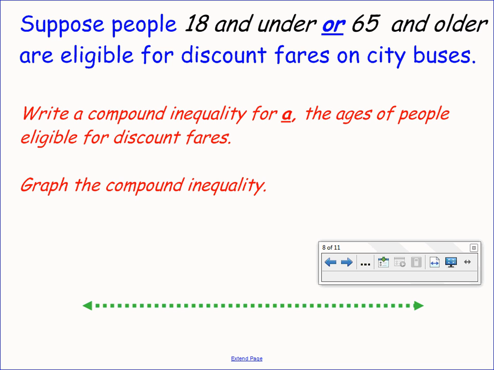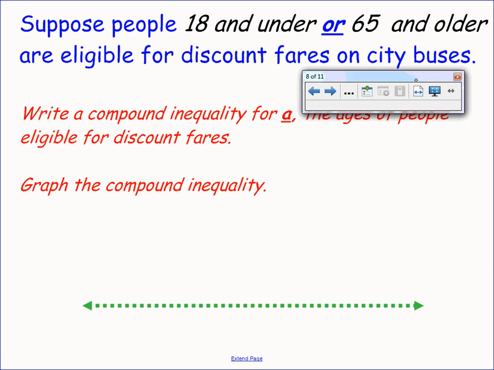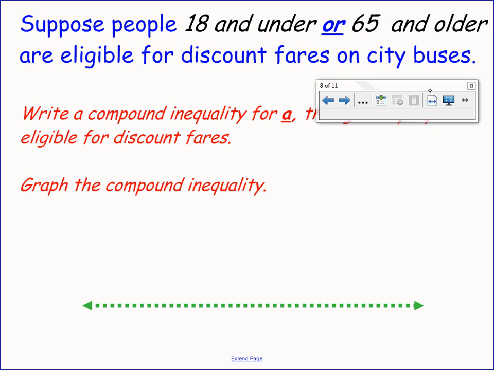Suppose people 18 and under or 65 and older are eligible for discount fares on the city buses. Write a compound inequality for A, the ages of people eligible for discount fares. Then we'll graph the compound inequality. So in this case, people are 18 and under or 65 and older. So I start off with my ages A that are 18 and under, so that would be less than or equal to 18, or A could be greater than or equal to 65.